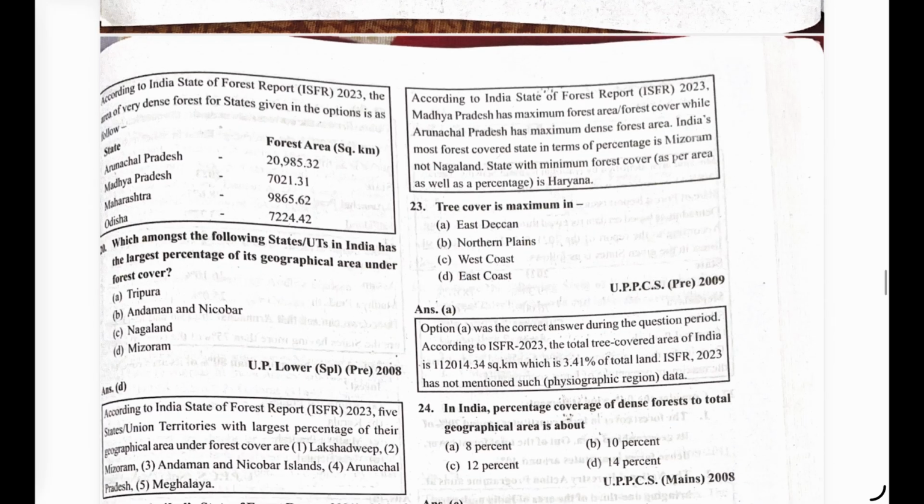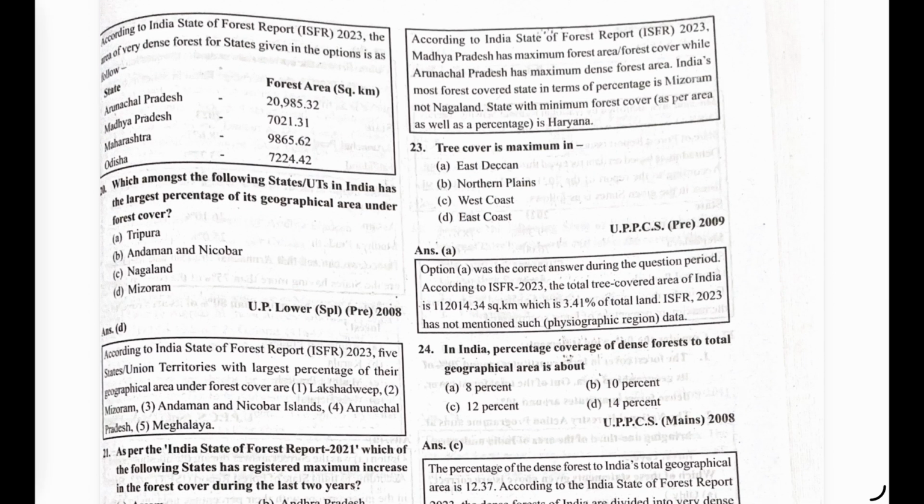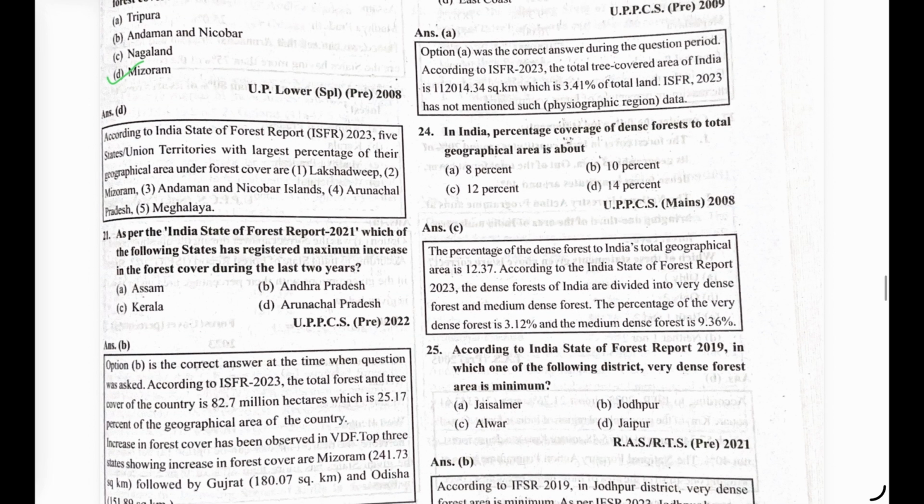Correct option. Question 20: which among the following states or UTs in India has the largest percentage of its geographical area under forest? So that is Mizoram. As per the Indian State of Forest Report 2021, leave it. Not it will be asked.